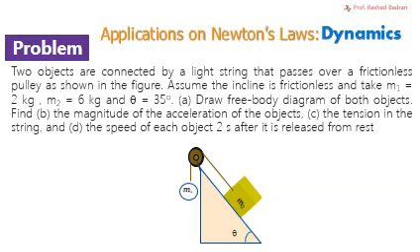Moreover, in part D, you need to find the speed of each object when the system is released from rest. That is, the initial velocity or the initial speed for each mass is considered as 0. And then again, you have to find the speed 2 seconds after the start of motion. The angle of the incline is given as 35 degrees.